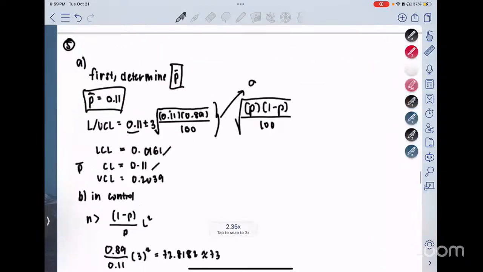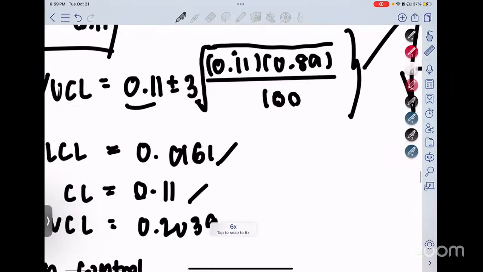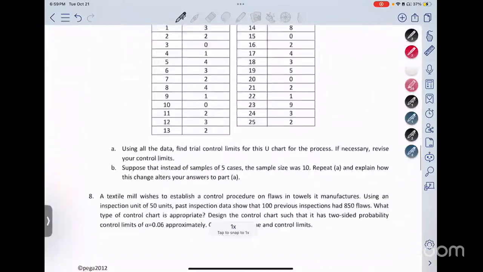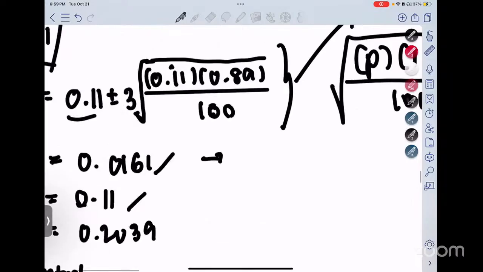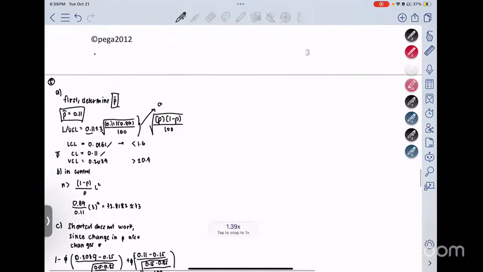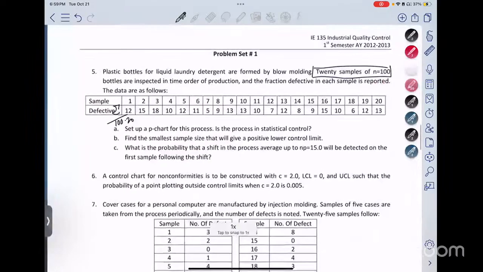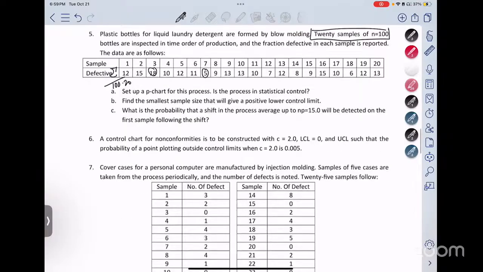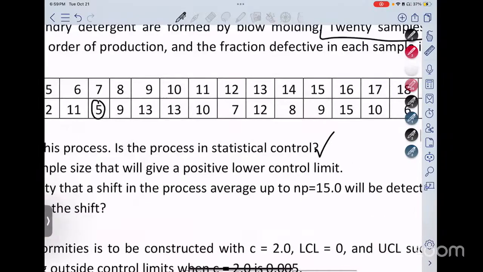Is the process in statistical control? We check essentially if lahat ng numbers pasok sa 0.0161 and 0.2039. So meaning, this translates to, do we have samples that are lower than 1.6 defective and more than 20.4 defective? I rounded them kasi whole numbers na naman lang. So checking if we have any excess here. Our lowest value is like 5. So wala tayong lumagpas sa LCL. Our largest value is 18. So wala tayong lumagpas sa UCL. Therefore, the process is in statistical control.